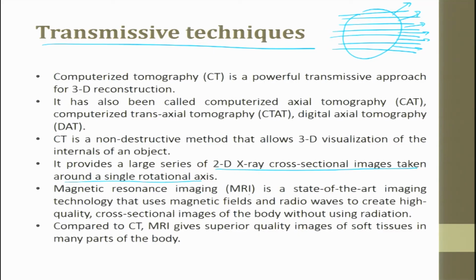Magnetic resonance imaging is a state-of-the-art imaging technique that uses a magnetic field and radio waves to create high quality cross-section images of the body without using radiation. So, this is the other technique. These two techniques are effectively used for scanning the human body internally. Compared to CT, MRI gives superior quality information of soft tissues in many parts of the body. So, people always prefer to take MRI data, but if you look at MRI or CT data, you can reconstruct the object and also find internal flaws which are present.